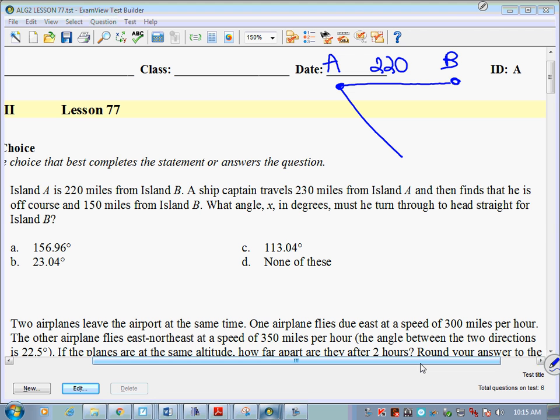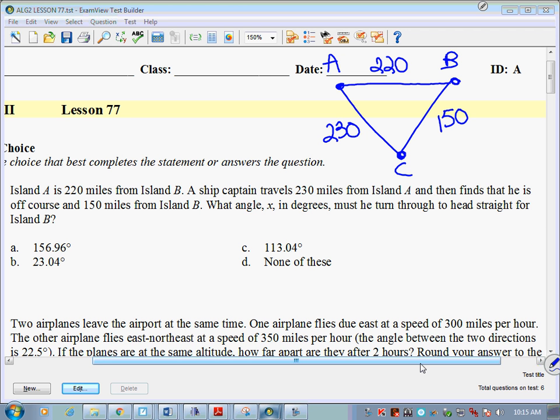In fact, the ship captain travels 230 miles from island A, and island B was only 220 miles away, so we know that we're off course, correct? So where our ship's captain is at is right here. What is the distance from A to what we'll call C? 230. All right? And we know that where he's at is how many miles from island B? 150. Okay, so we've got a triangle here.